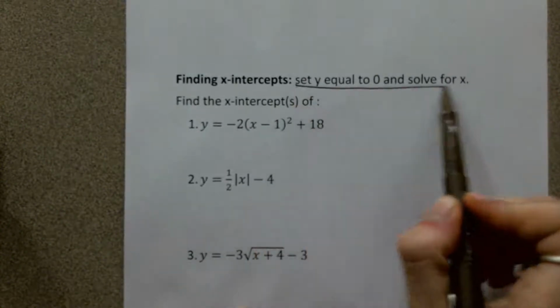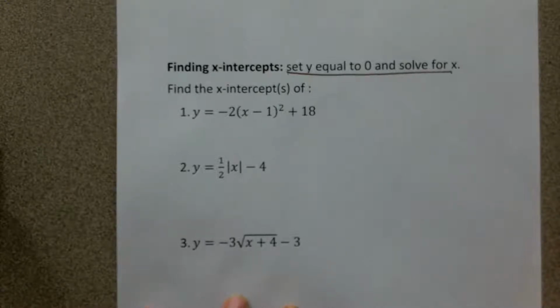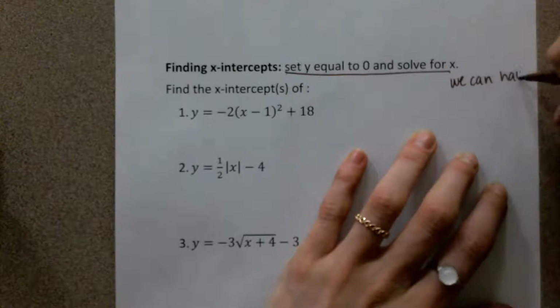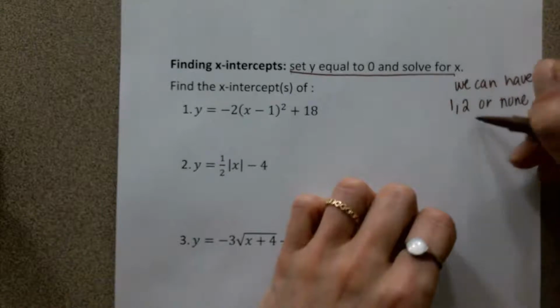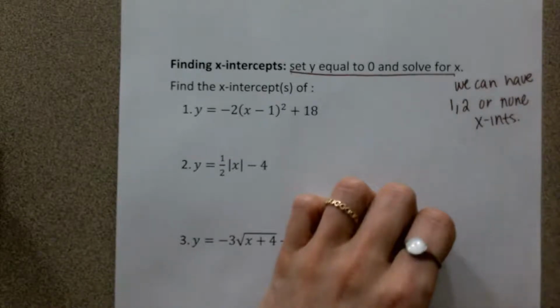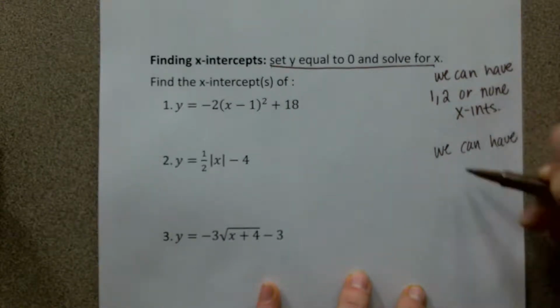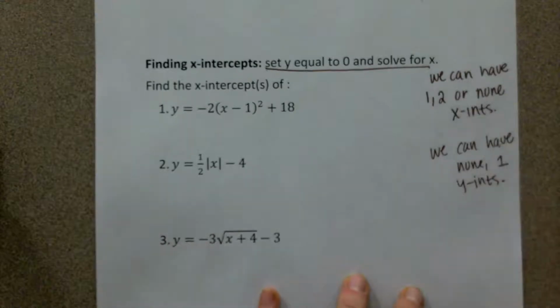Okay, finding x-intercepts, we want to set y equal to 0 and solve for x. Okay, so it's the same situation as solving for y-intercepts. We can have 1, 2, or none x-intercepts. We can have none or 1 y-intercepts. Okay, so for x-intercepts we can have 2.